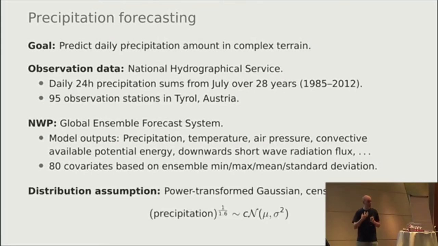And then for our model, we still need a distributional assumption. And we use the model, it looks a little bit complicated, but it's what people use in practice at the moment with other techniques, with GAMLSS models, for example. So you power transform your rain observations to take away the long tail on the right. And then you just fit a Gaussian model censored at zero, so that you cannot have negative precipitation, and by the censoring at zero, you get a point mass, and this gives you the probability for a day being dry.